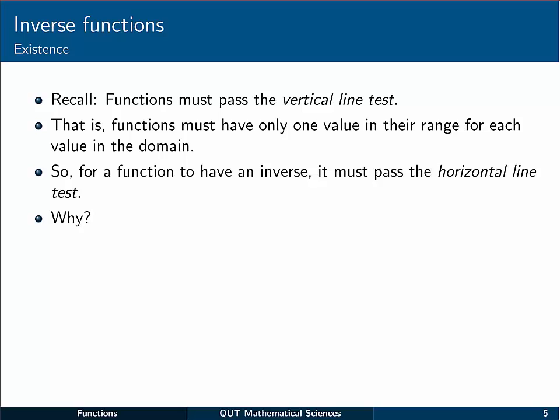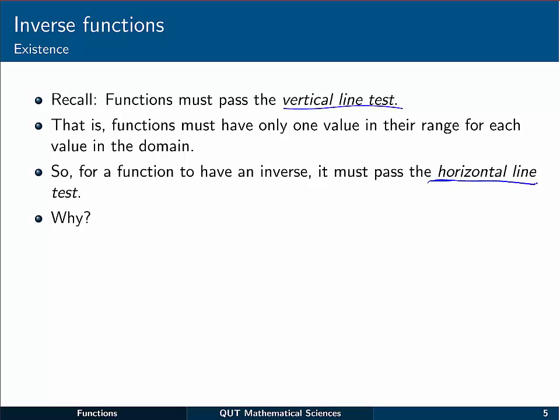What about actually finding one? Well, first of all, we need to know if one even exists. They don't always exist. Remember that functions must pass the vertical line test. We've seen that when we were checking whether something was a function. In other words, a function must have only one value in the range for each value in its domain. So for a function to have an inverse, the inverse must be a function itself. And that means that the original function must pass a horizontal line test as well.